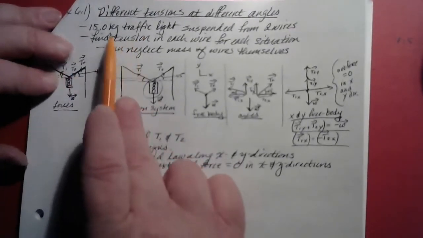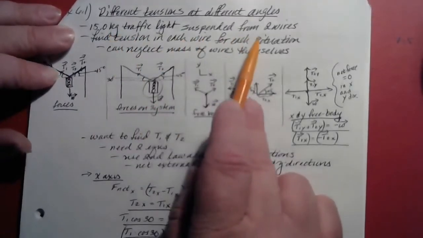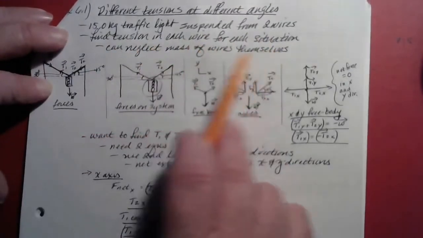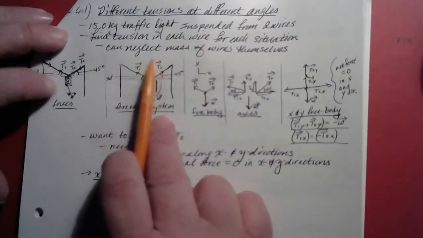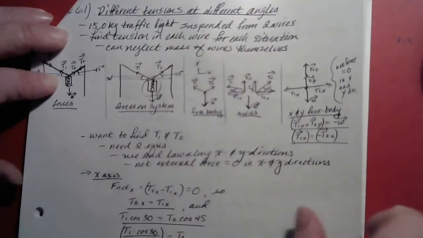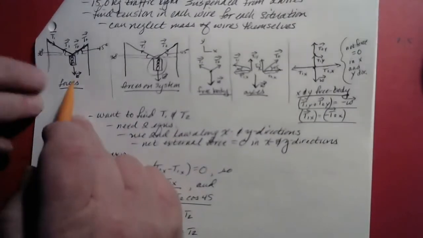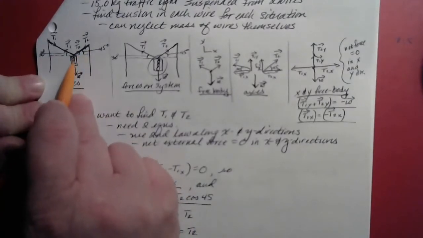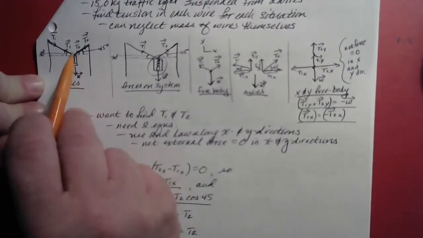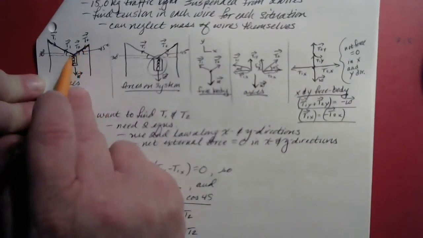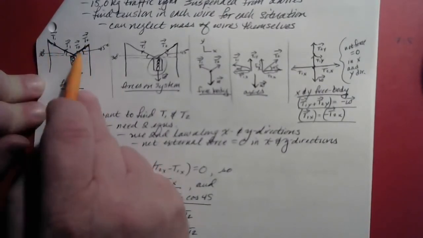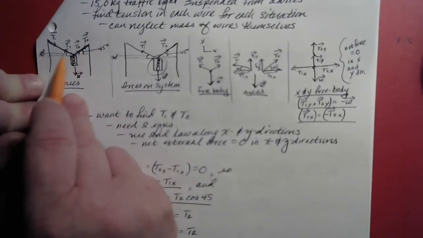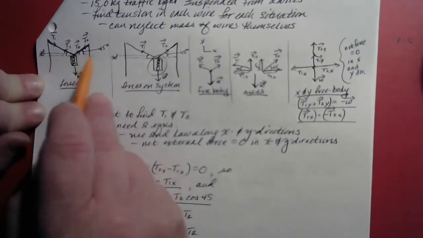So in this case, you've got a 15 kilogram traffic light that's suspended from two wires, and we want to find the tension in each wire, and you can neglect the mass of the wires themselves just to make things a little simpler. Okay, so we've got a traffic signal with its little three lights in it, and it's hanging closer to one pole than the other, so that the angle on the right-hand side is 45 degrees, and the angle on the left-hand side is 30 degrees to the horizontal.